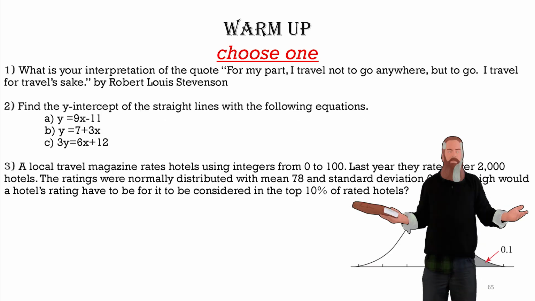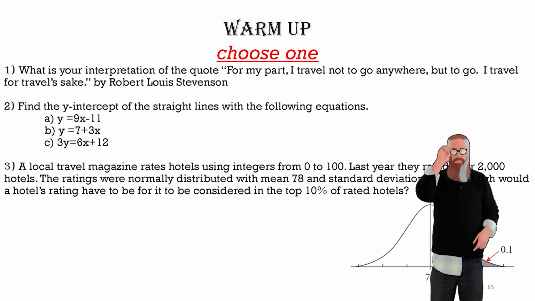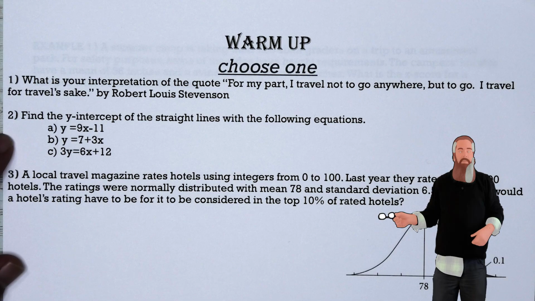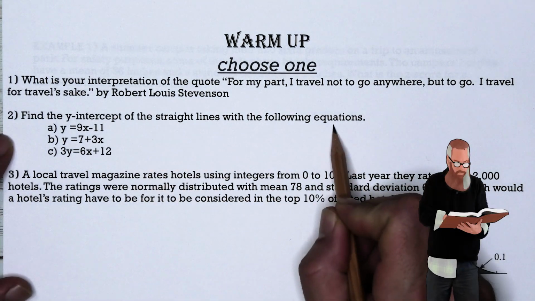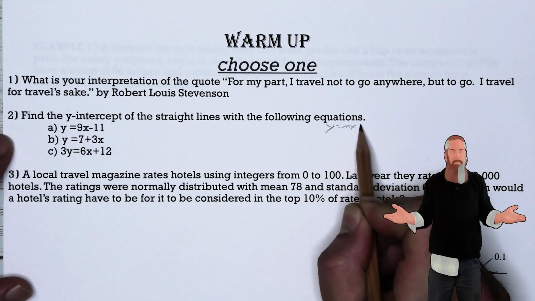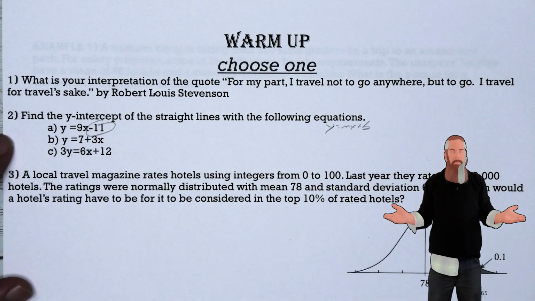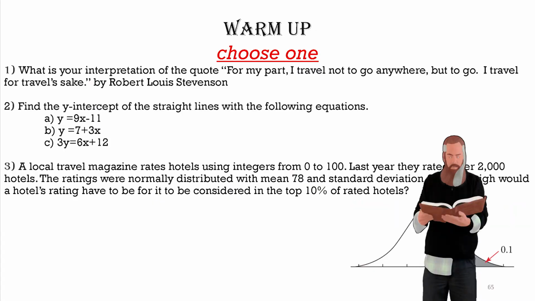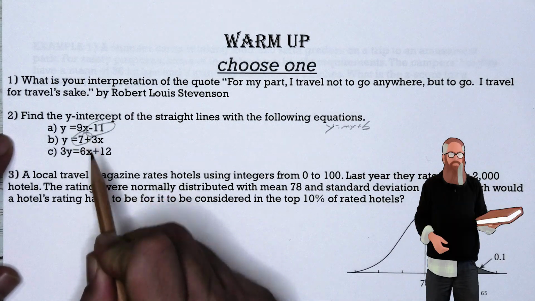To make sure we're ready for this lesson, let's take a look at warm-up number 2. Find the y-intercept of the straight lines with the following equations. First up is y equals 9x minus 11. Now this is the standard y equals mx plus b, where b is the y-intercept, so negative 11. Now looking at 7 plus 3x, we get the same thing. That 7 is the b value.